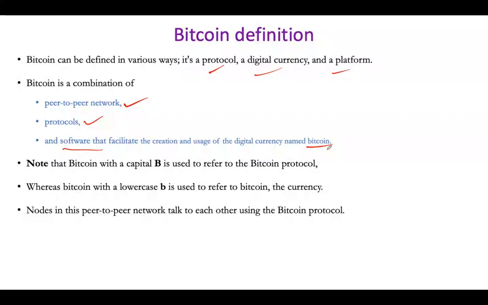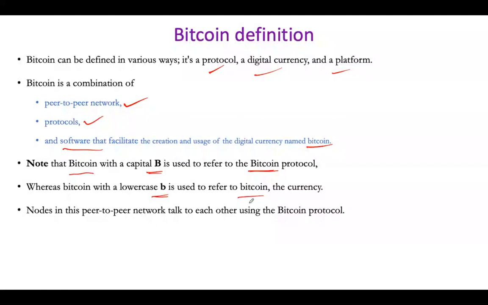So note that Bitcoin, which starts with a capital B, is used to refer to the Bitcoin protocol, whereas bitcoin starting with a lowercase letter refers to the Bitcoin currency. So decentralization of currency was made possible for the first time with the invention of Bitcoin. Moreover, the double spending problem was solved in an elegant and ingenious way in Bitcoin.